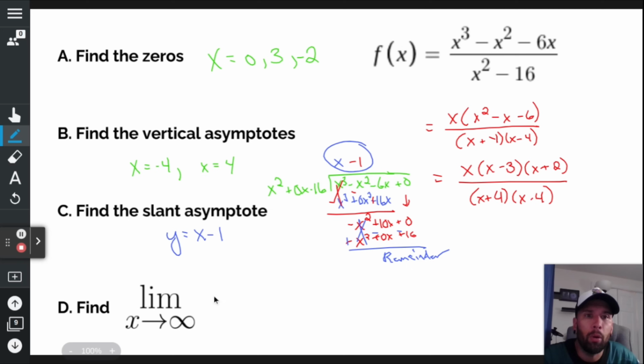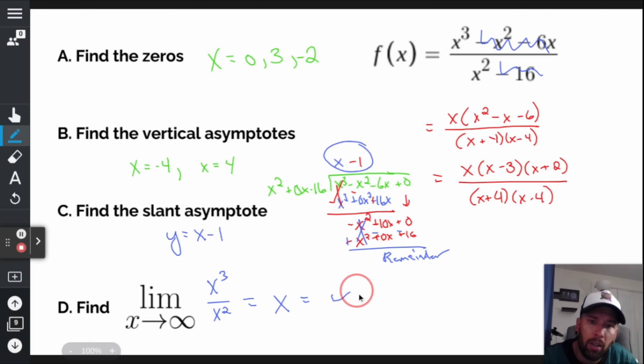Find the limit as x approaches infinity. So I'm going to go back to the original problem. I'm going to pretend you guys don't exist. So the limit of x cubed over x squared is the same thing as saying the limit as x approaches infinity of x. What happens when you plug infinity into x? You get infinity.